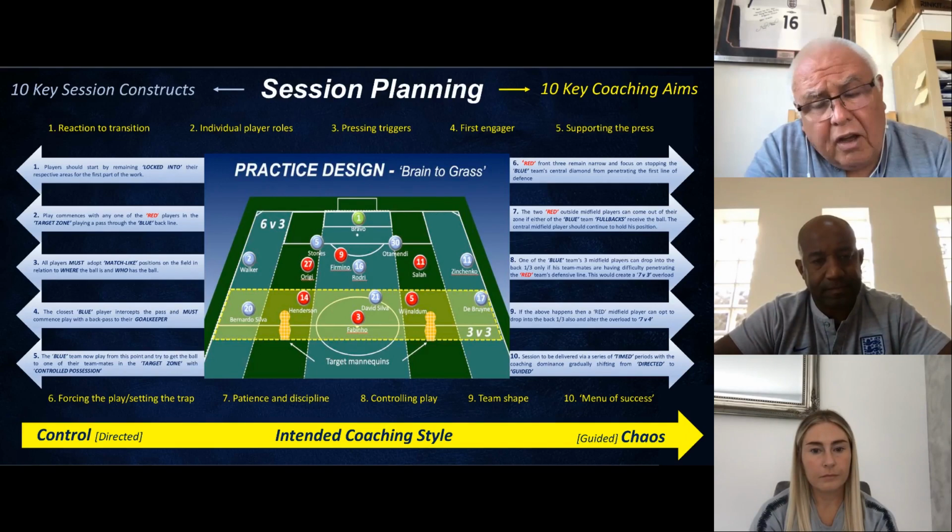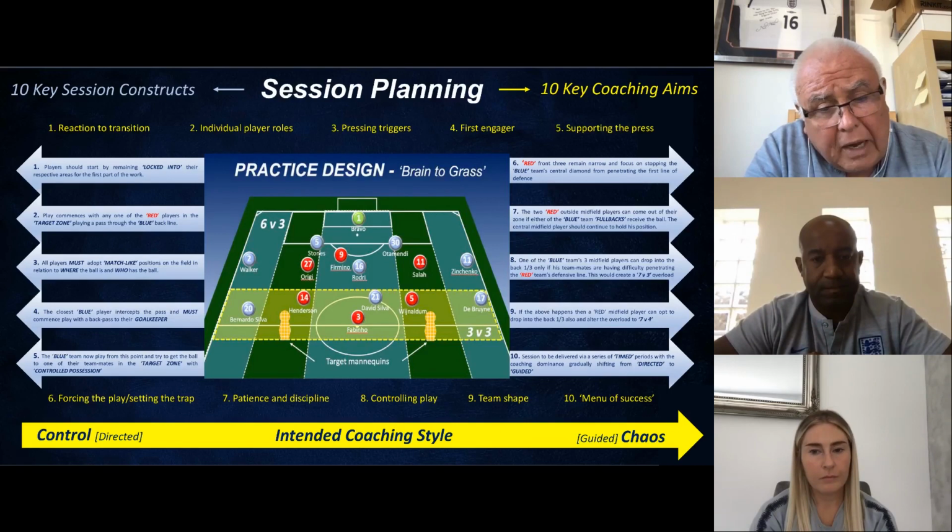And I think if I reference point number 10 of my key session constructs, it talks about delivering the session in a series of timed periods. So exactly with that in mind, there will be a huge impact on the physicality of the work. So we need to make sure that we build in natural breaks, that we don't play for too long in one go. Although by the time we get to chaos, I will be wanting that.